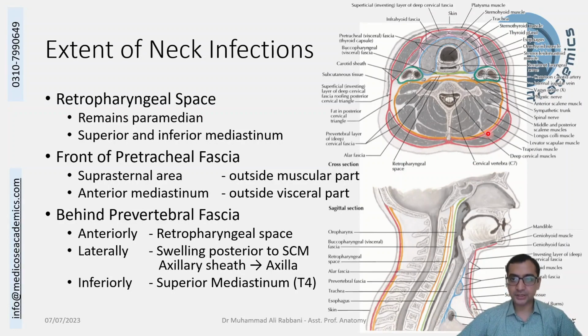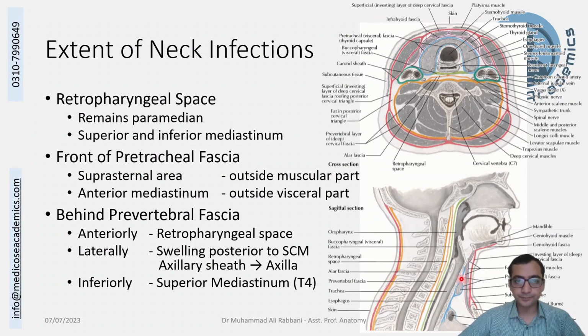Pretracheal infections, the infections that are on the front. It may be due to some external cause, or due to an inflammation from inside, maybe due to a penetrating wound from the outside. When the infection is in front of the pretracheal fascia, again, Snell causes a lot of confusion by including both the muscular and the visceral components.